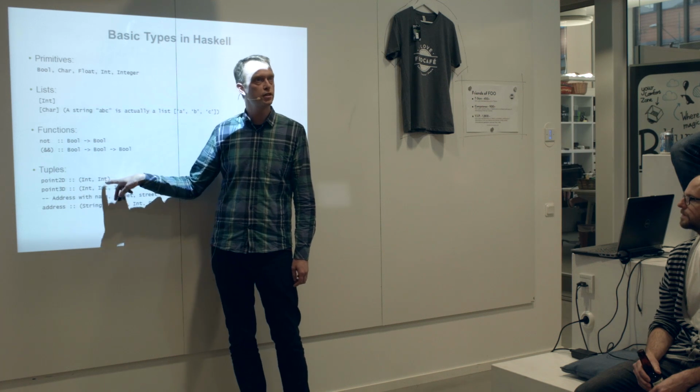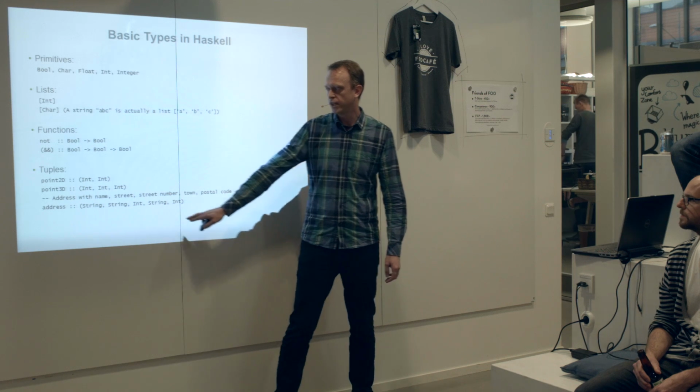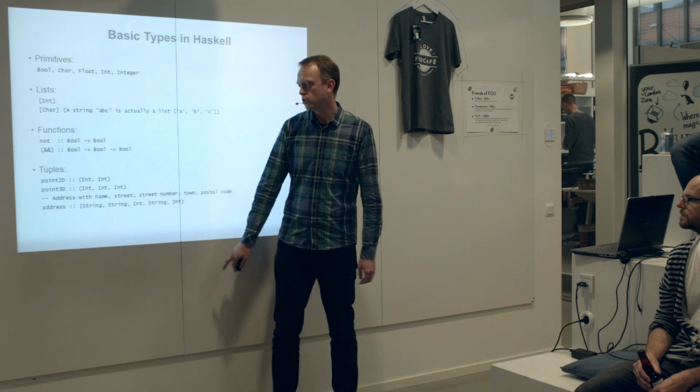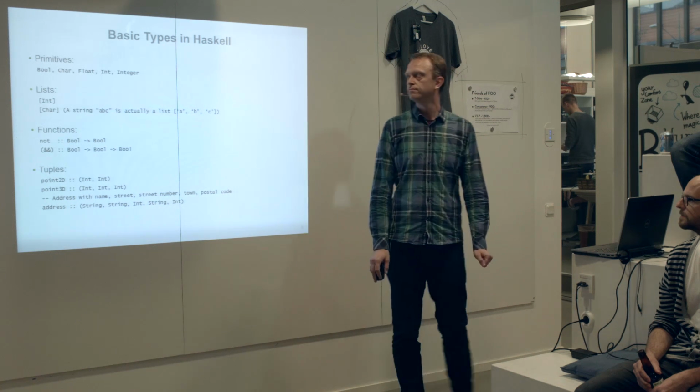So this is the way to, if you want to have a type that is a two-dimensional point, you can have two integers like this. A three-dimensional point with three, or you can mix different types. So if you want an address, you can do something like this. You would have a name, a street number, etc. All right.